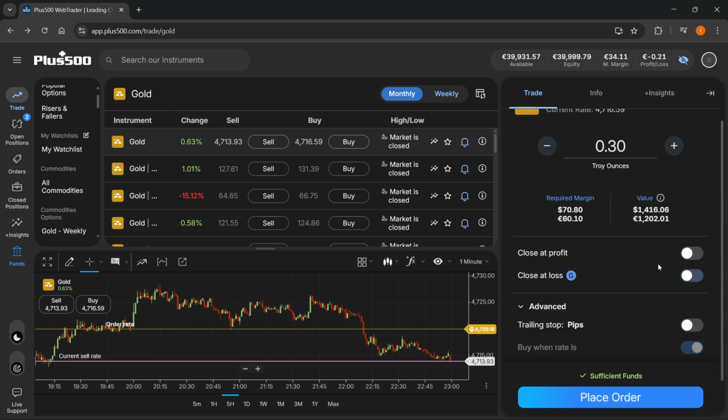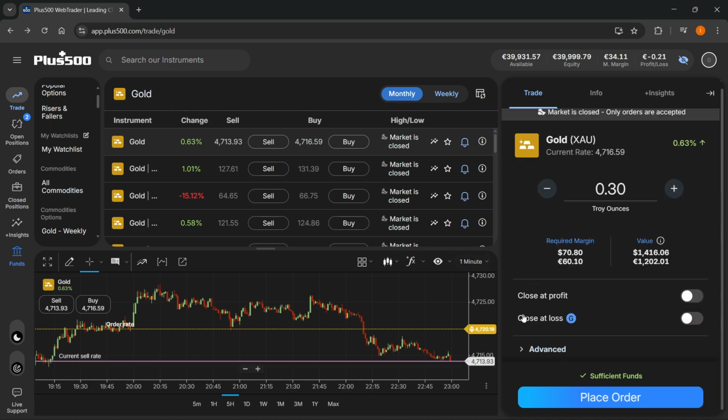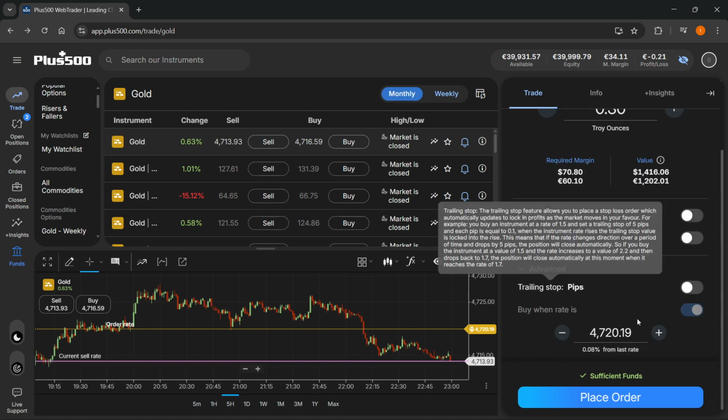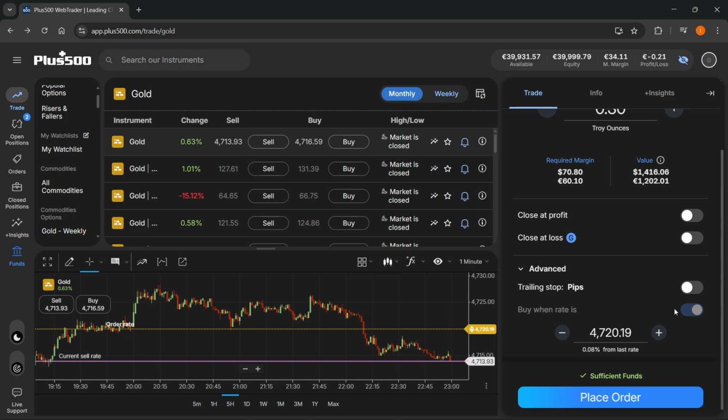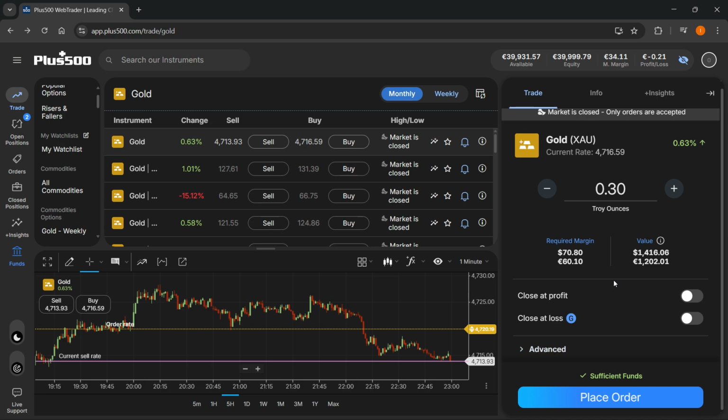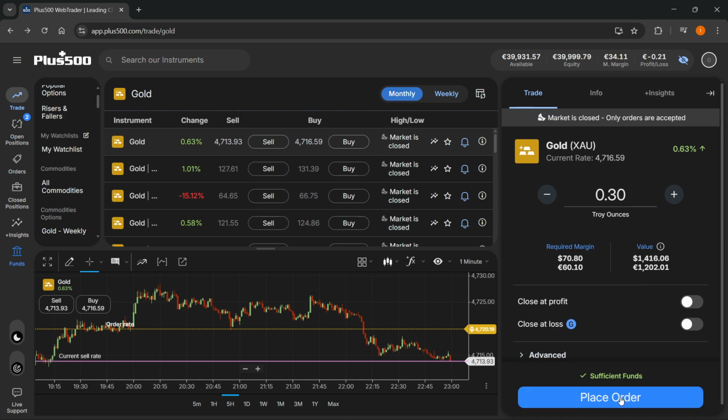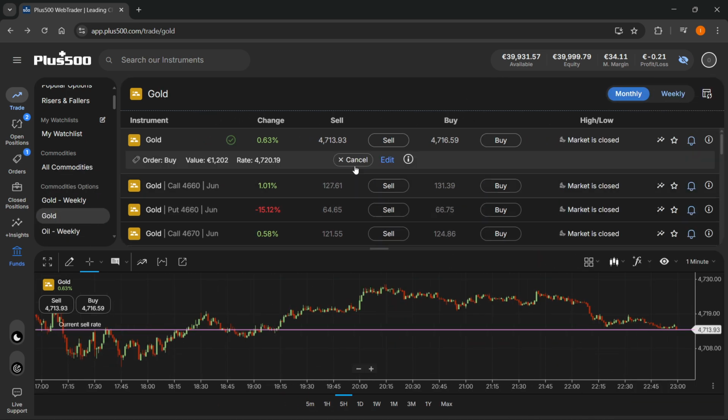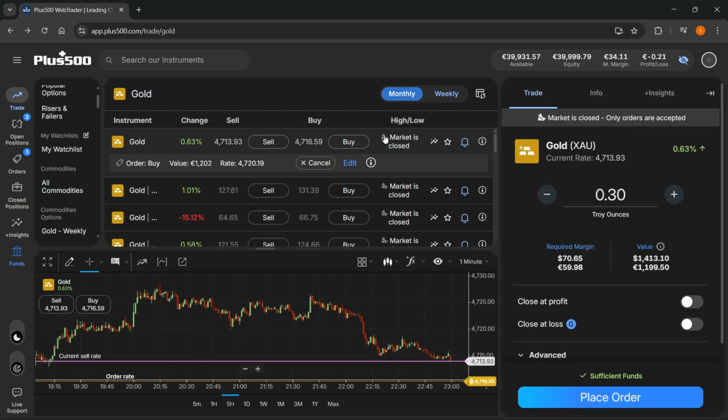You can close at loss if you want to as well, and then you have some advanced options which are like trailing stops, and then you could also buy at a specific rate. So I'm not going to play with this right now, and I'm going to just click on place order, and whenever you do this, your order is going to be placed, and then of course you'll be able to trade the gold that way. You can keep buying and selling, and that way you are currently of course trading gold. So that's how to do this.